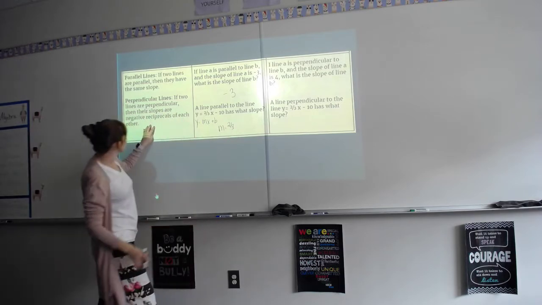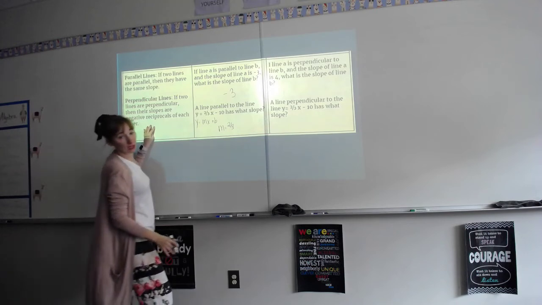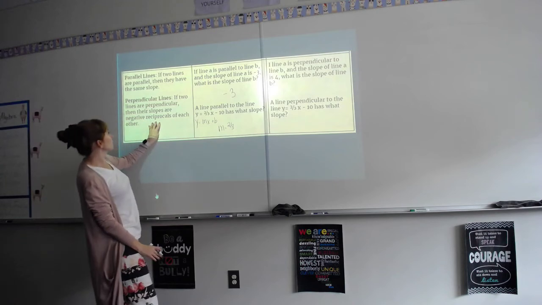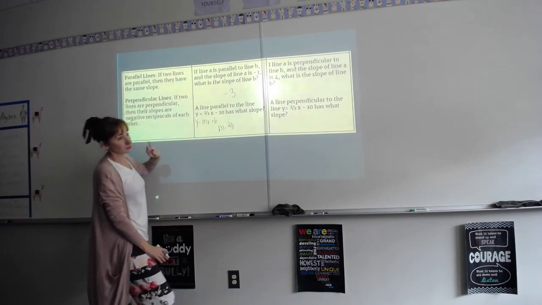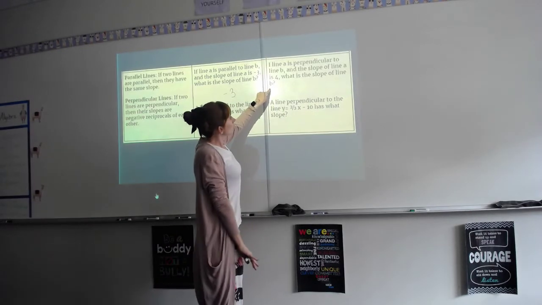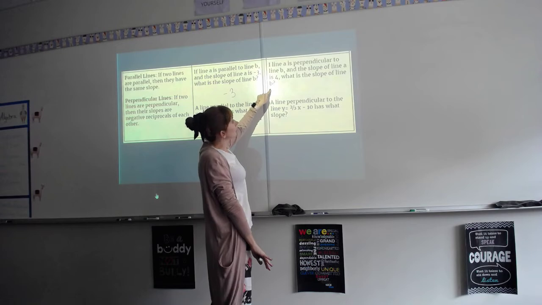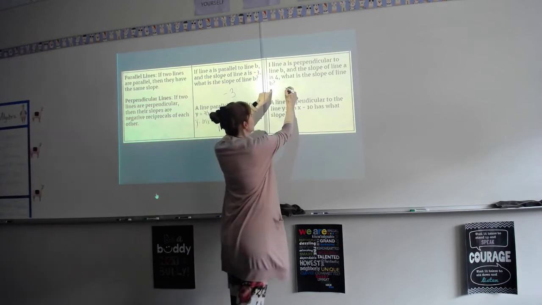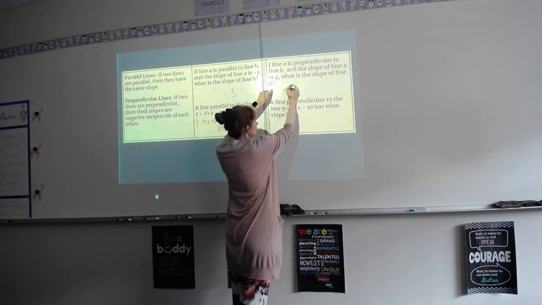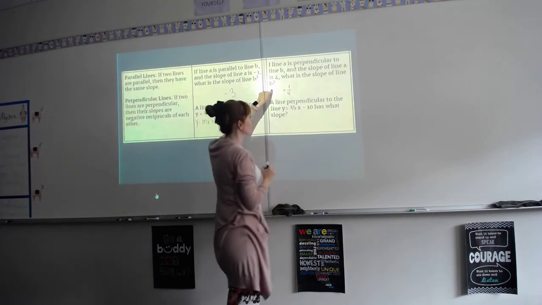Well, now we have perpendicular lines. And remember, perpendicular lines intersect at a 90-degree angle. If two lines are perpendicular, then the slopes of them are negative reciprocals of each other. So we're flipping them and then making them negative. So line A is perpendicular to line B, and if the slope of line A is 4, what is the slope of line B? Well, we know we have to make it negative, and then we've got to make it a reciprocal, so it's going to be negative 1 over 4.